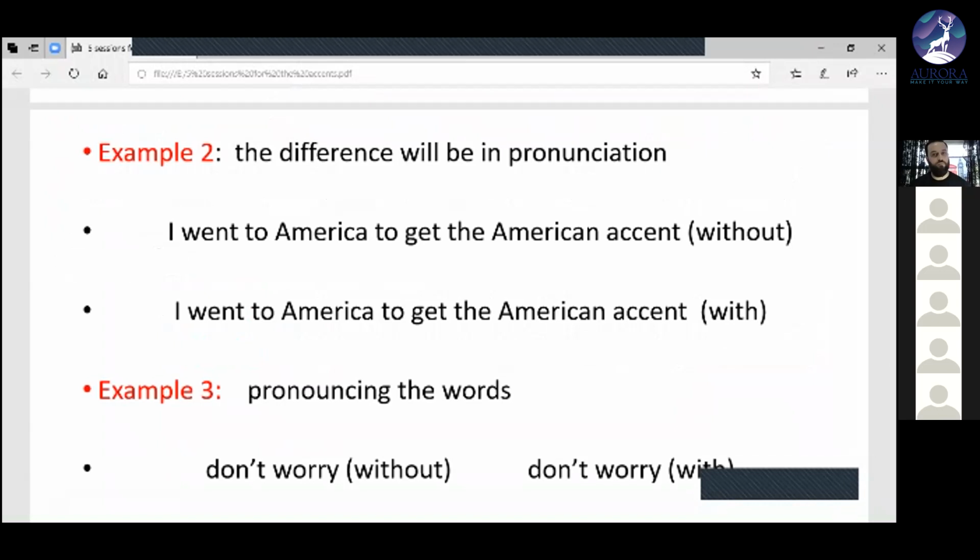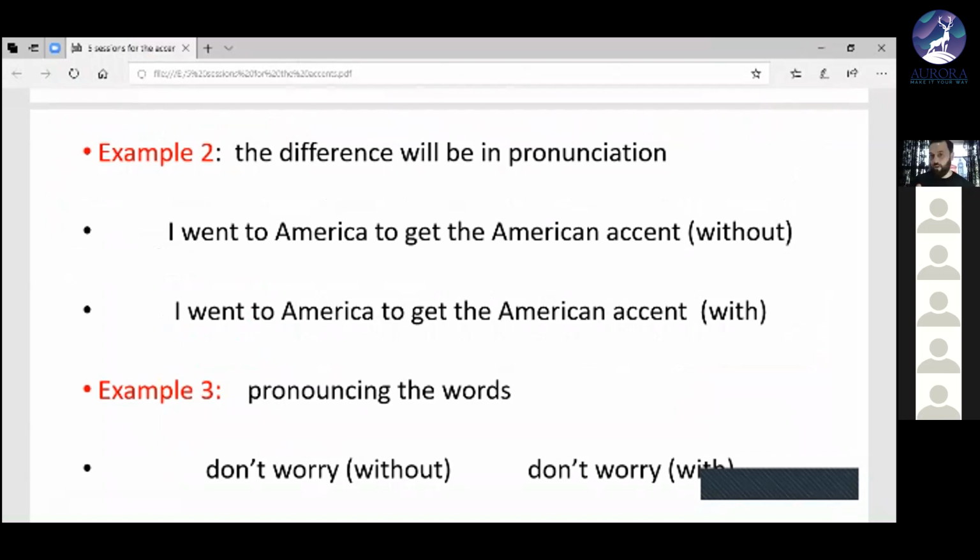Now I have example 2 here. The difference will be in pronunciation. Look at these two examples here. I went to America to get the American accent. This is without an accent. The second one is with an accent. Let me speak it as American, maybe, okay? I went to America to get the American accent. This is with an accent.